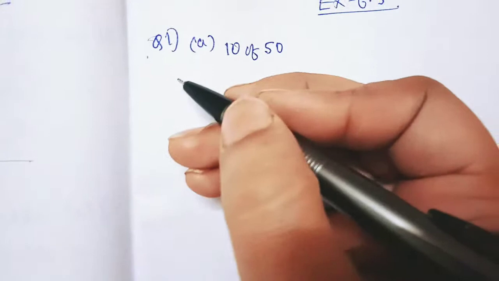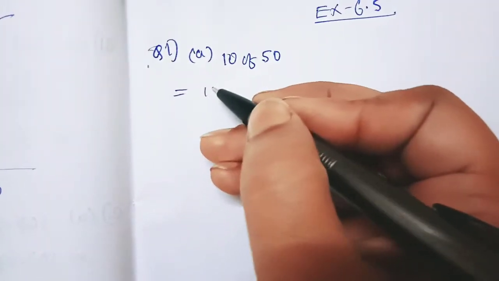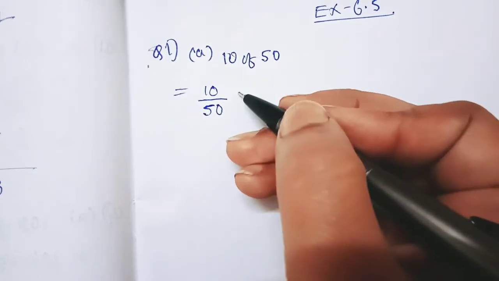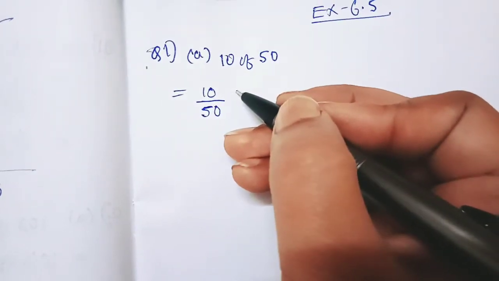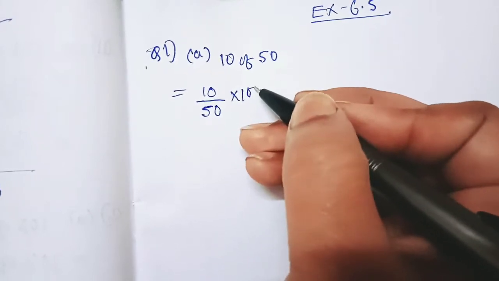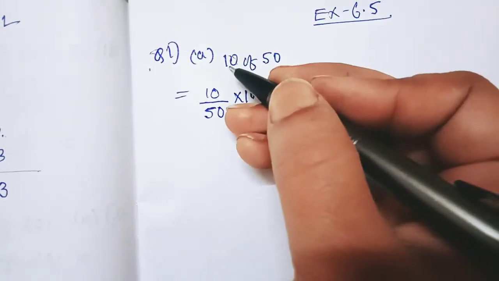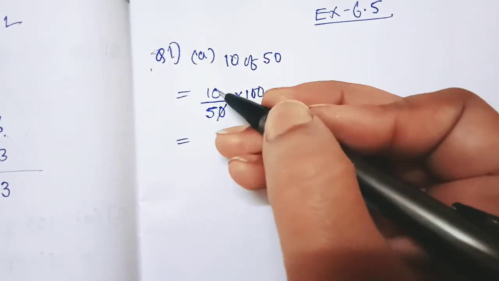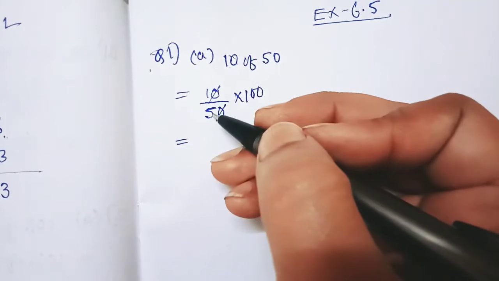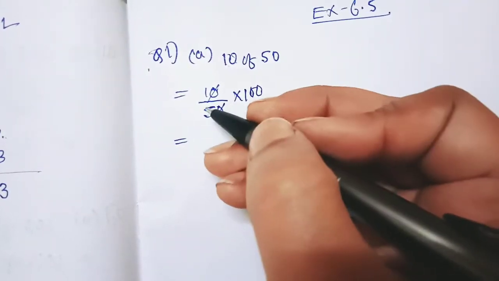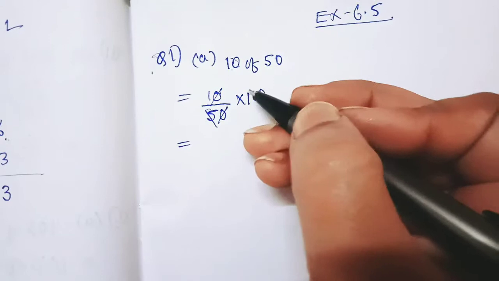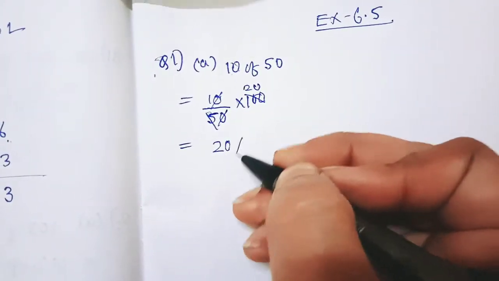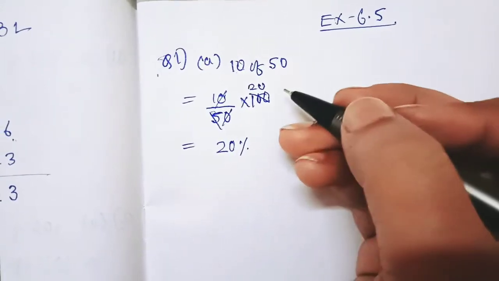10 out of 50 is how much percent? So 10 out of 50, you will write like this, 10 by 50, and you have to convert it into percentage. That means you have to multiply by 100. So you will write 10 by 50 into 100. Now cut the 0s, then 100 by 5. When you divide 100 by 5, it will be 20. So it is 20%. Understood? This is very easy.